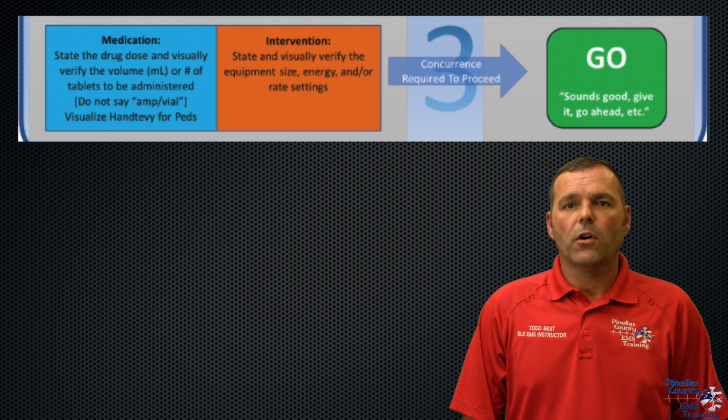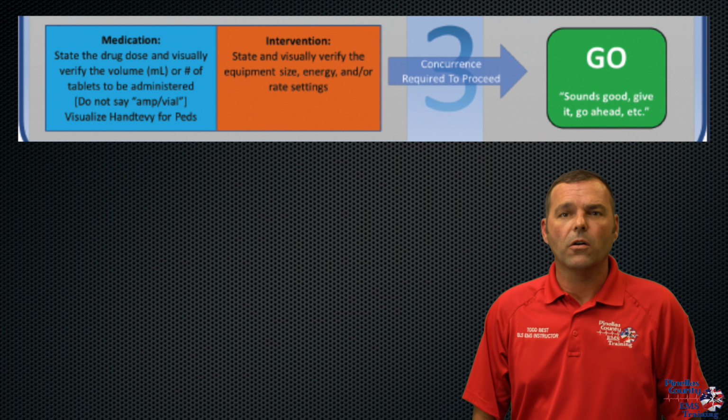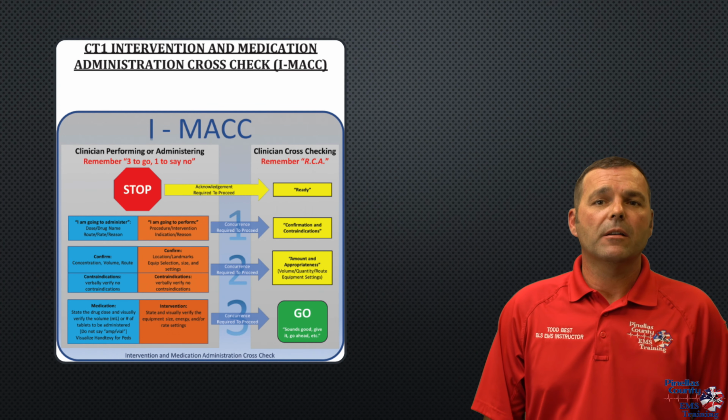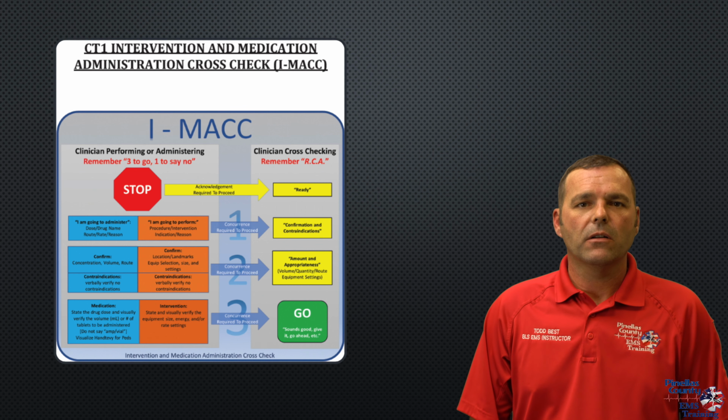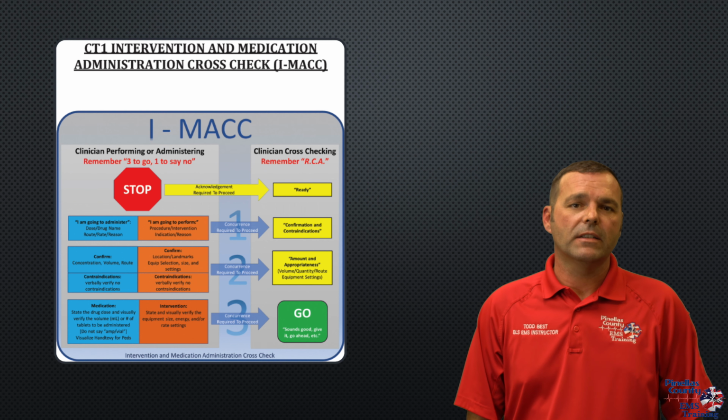Step 3 occurs just prior to the intervention or medication administration. Here, the drug name, volume, and dose are all visually verified by both clinicians, or if there's an intervention to be performed, equipment size, setting, and procedures are all correct. When all 3 steps have been completed, the medication can be given or the procedure take place. Remember, it takes 3 to go and 1 to say no.